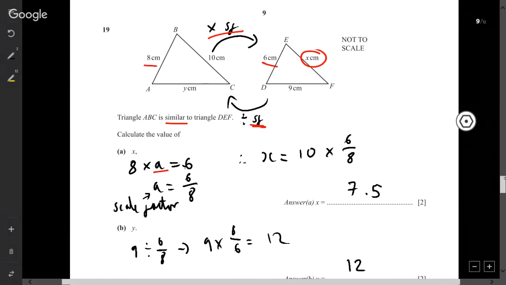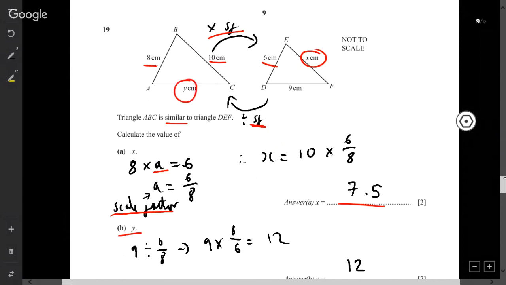We know these two lines, 8 and 6. How did 8 become 6? Well, let's say 8 times the scale factor A, so 8 times A equals 6. So A equals 6 over 8. So that's our scale factor. So all we do now, x equals 10 times 6 over 8, times the scale factor, 7.5. Simple.